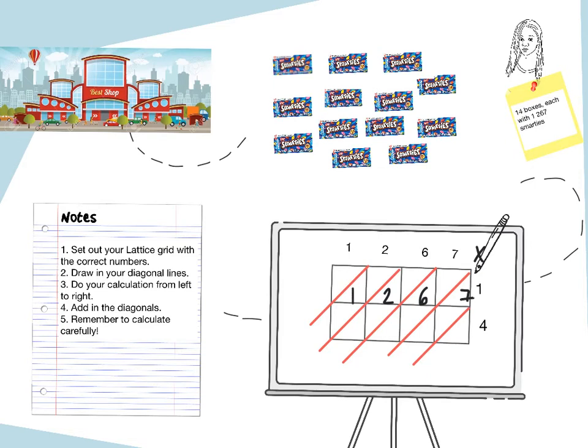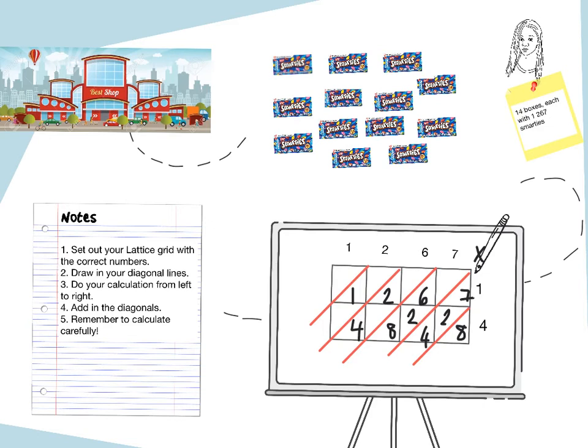We then move to the bottom layer and we start all over again. 4 times 7 is 28. So remember, the tens go at the top and the units at the bottom. The next one, 4 times 6 is 24. 4 times 2 is 8. Last one, 4 times 1 is 4.